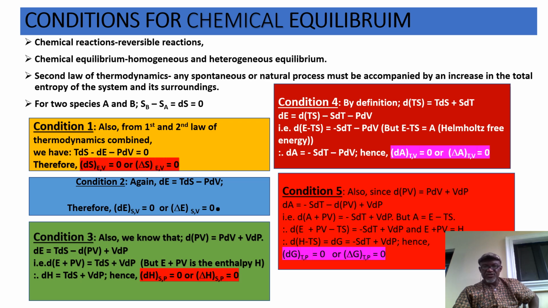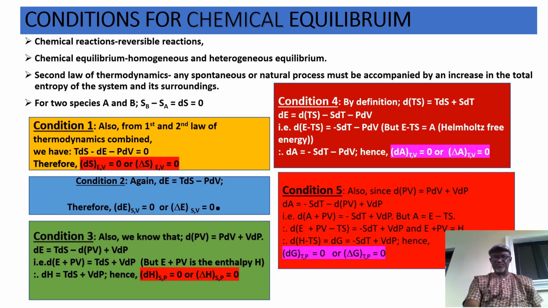So condition 4 says that the change in Helmholtz free energy at constant temperature and volume must be equal to 0. Condition 5 also says the change in Gibbs free energy at constant temperature and pressure must also be equal to 0. And these 5 conditions give us the conditions for chemical equilibrium.